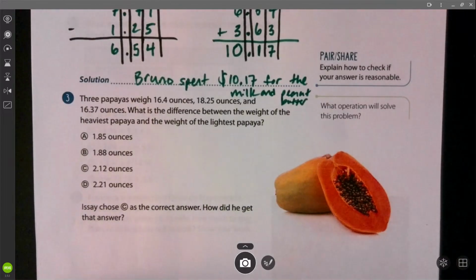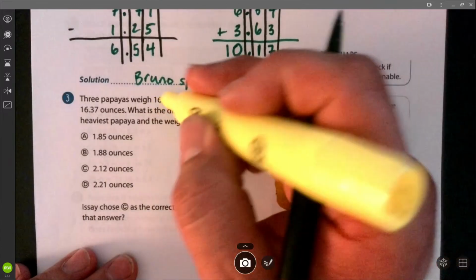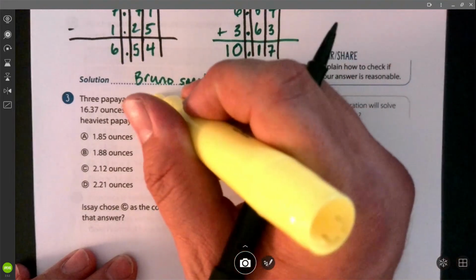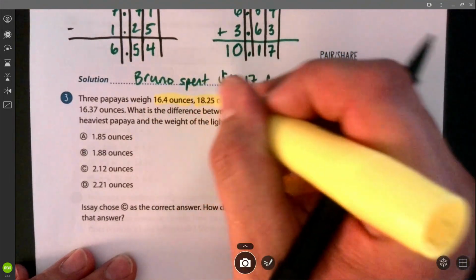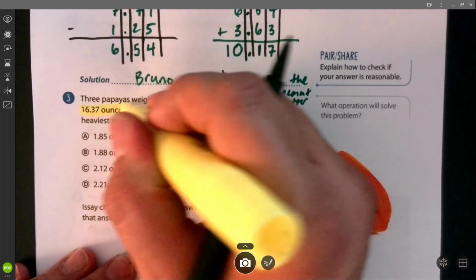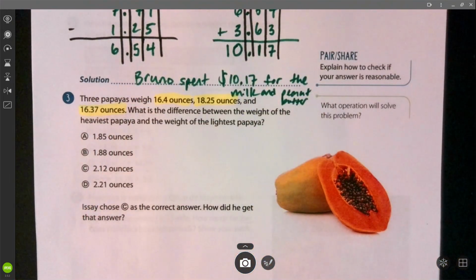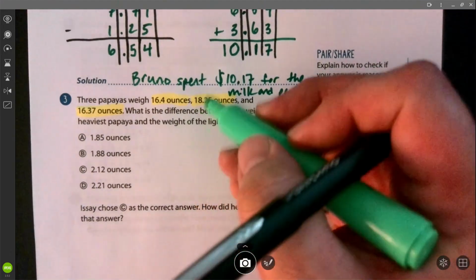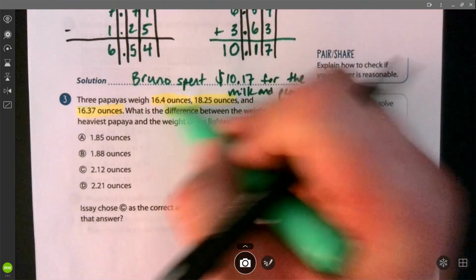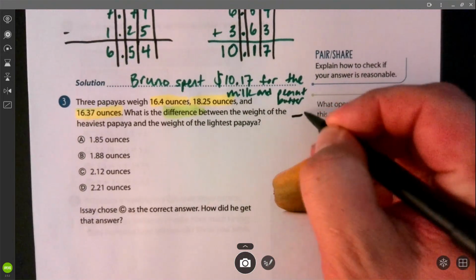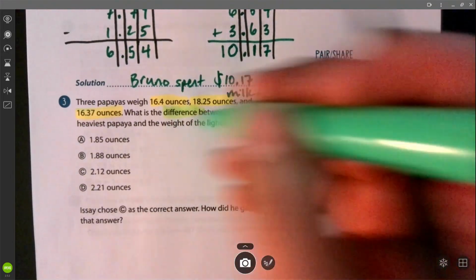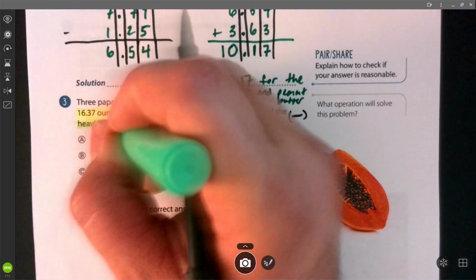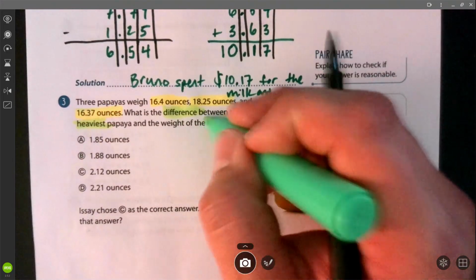This is question three, starting off with 3 papayas weigh 16 and 4/10 ounces, 18 and 25 hundredths ounces, and 16 and 37 hundredths ounces. What is the difference? Oh boy, they're sneaky. What is the difference? That's subtraction. You can't trick me on that. I know that's subtraction between the weight of the heaviest and the weight of the lightest.